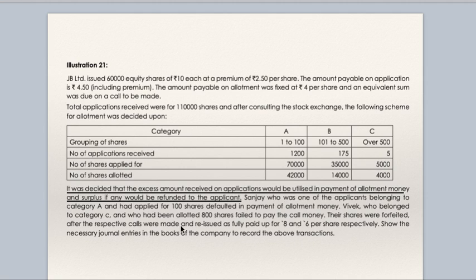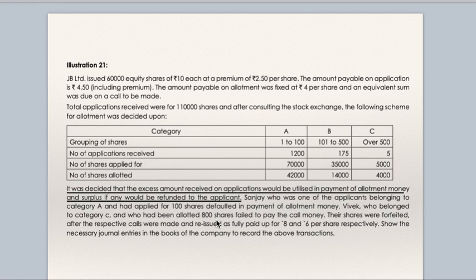Important point to be noted here is Mr. Vivek has been allotted 800 shares is given, whereas Sanjay has applied for 100 shares is given. So you have to be very careful. He applied for 100 shares. So how many shares he would have been allotted, you have to find out.